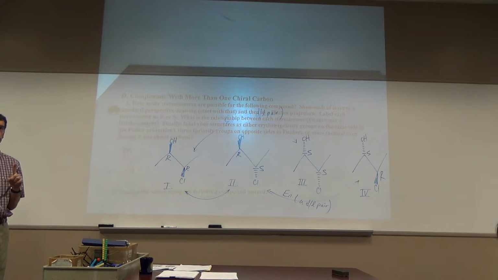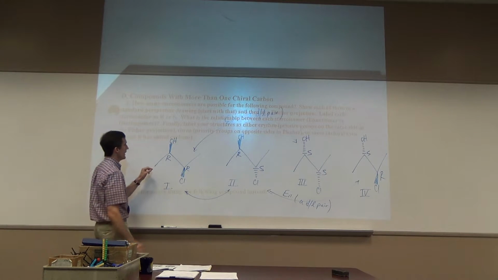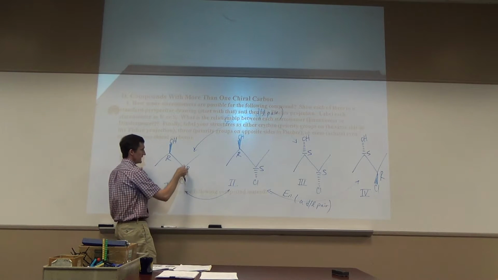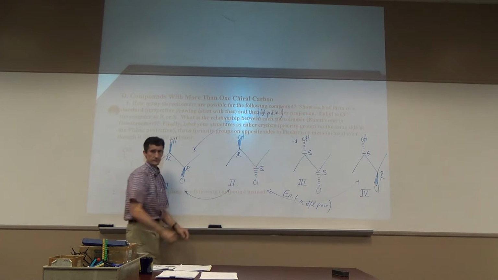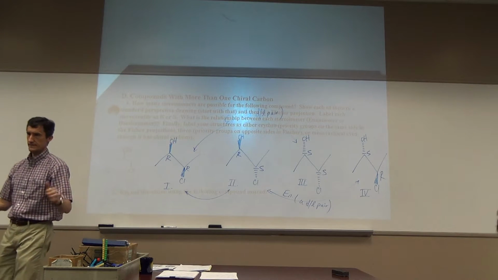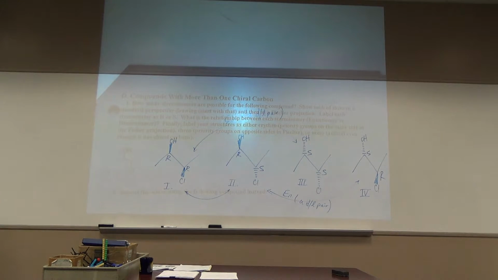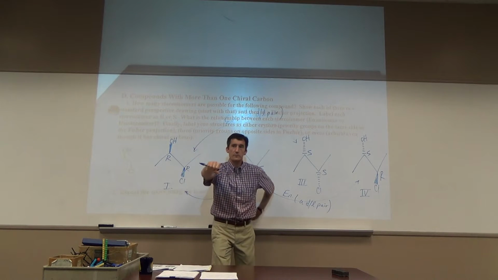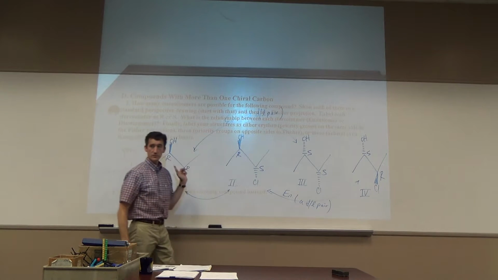Okay, are they constitutional or stereo? Do they have the same connectivity or not? You got an OH connected to the second carbon, boom. You got a chlorine attached to the third carbon, boom. Things are connected to the same sites. What's the difference? Only the projection. Here, both are projected forward. Here, one is forward, the other is back. What type of isomers are they?